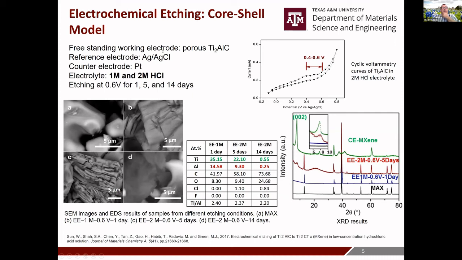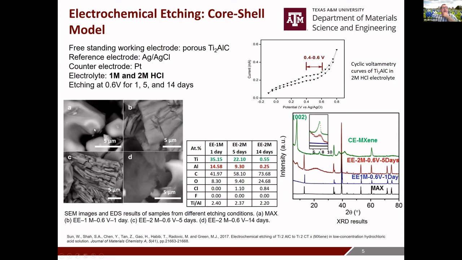So we looked at electrochemical etching, and we intentionally chose very, very dilute HCl, which is much less than the concentration of HF usually used for chemically etching titanium aluminum carbide, and etched for different lengths of time. You can see in the SEM, this is the initial state. We actually used highly porous electrodes, about 50% porosity, to significantly increase the surface area of the electrodes and observe eventual etching.